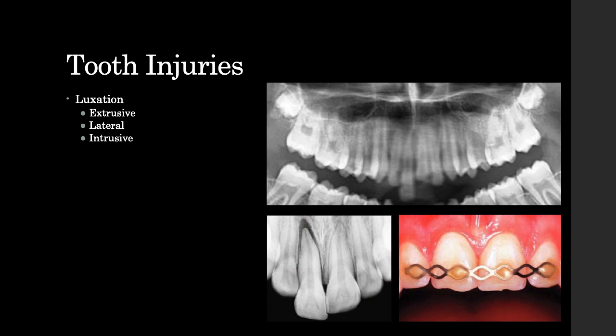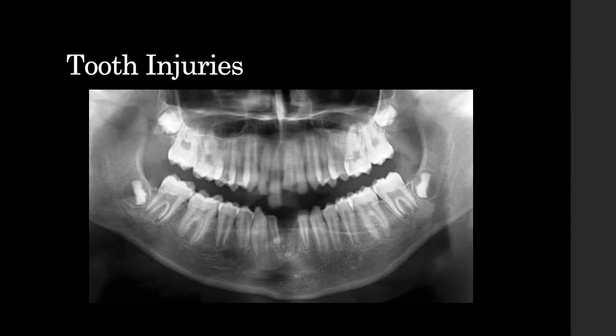So luxations are treated as the image on the bottom right shows, with a flexible splint going across the tooth and its neighbours to keep it in the correct position. So avulsions are complete removal of a tooth from the socket, as here you can see the lower left one tooth has been completely avulsed. It's no longer in the socket in the middle of the OPG there.